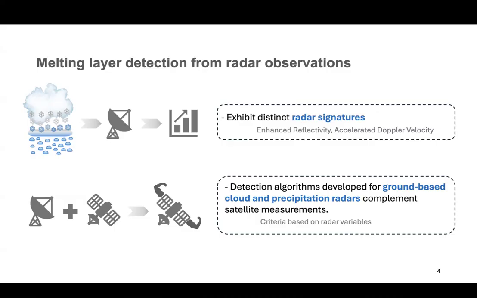There have been various detection algorithms developed for ground-based cloud and precipitation radar, and these studies have provided complementary insights to satellite measurements, especially in the cases where the melting layer heights fall within the satellite radar blind zone.